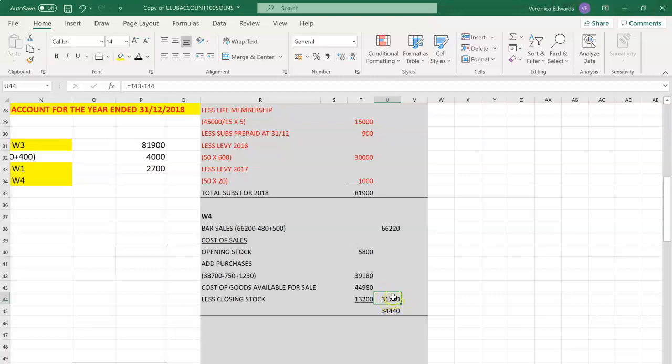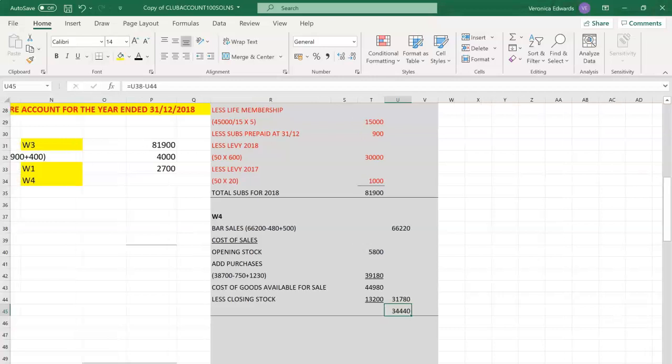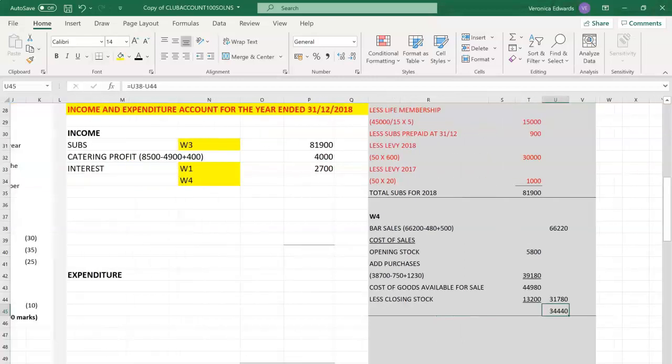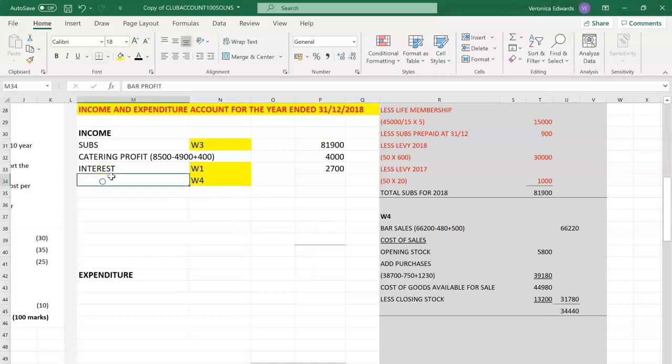So that's the cost of the items you sold in the bar, and that's what you sold them for, okay? Making yourself a profit of €34,440 in the bar over the past year, okay? So 34,440 goes in here as your bar profit, and that's that part sorted.